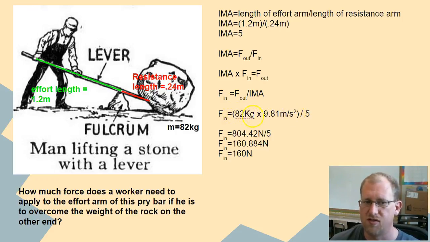So its mass is 82 kilograms, accelerated by the force of gravity, and then that's going to be divided by 5, my ideal mechanical advantage. If I do this multiplication out, I have 804.42 newtons divided by 5. I divide that number by 5, I have 160.884 newtons. Correct for significant digits here, I have 2, I have 2, I have 2. So 160 newtons.